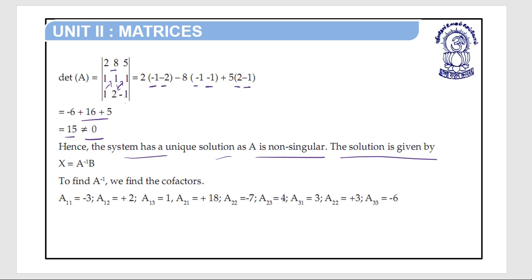The solution is given by X is equal to A inverse B. To find A inverse B, find the cofactors. So now let us find the cofactors. A11 is equal to minus 3. A12 is equal to plus 2. A13 is equal to 1.